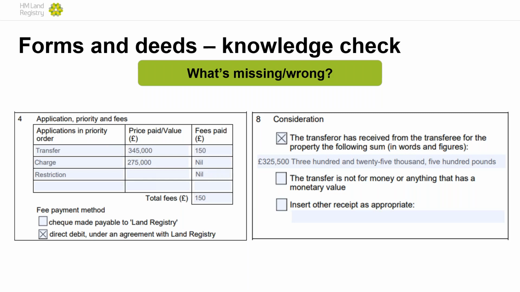Here we have Panel 4 of Form AP1 and Panel 8 of a transfer. So the question is, what's missing and what's wrong? Please pause the video to give yourself time to consider the question and write down an answer. When you're ready, press play and we'll view the answer.